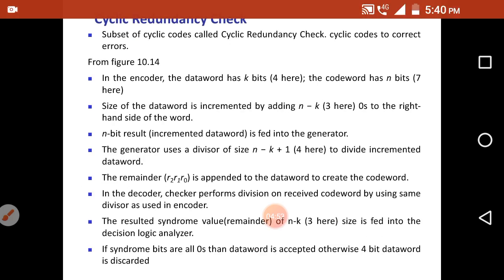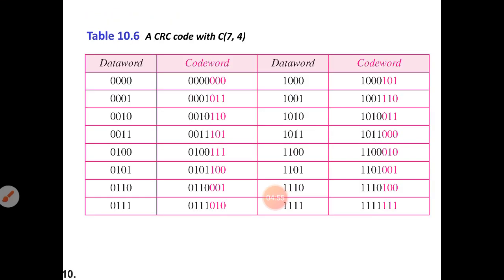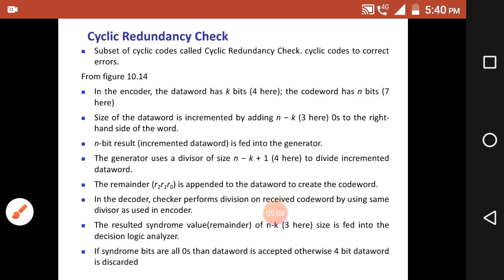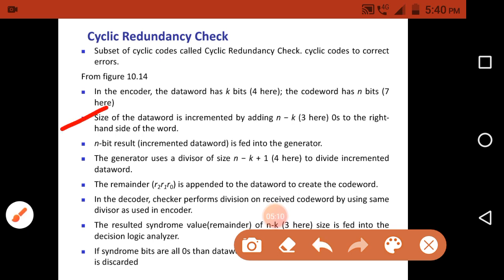In the previous table we saw that k is 4 and n is 7. So in the encoder the data word has k bits, which is 4, and the code word has n bits, which is 7. The second point is that the size of the data word is incremented by adding n minus k 0s to the right-hand side of the word.